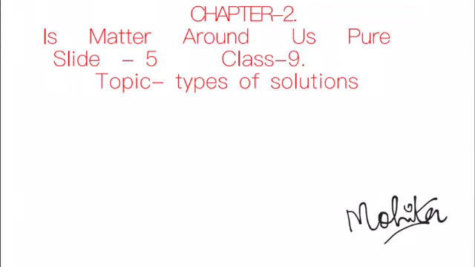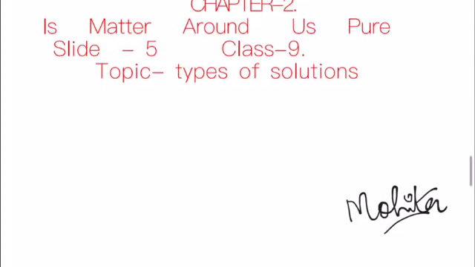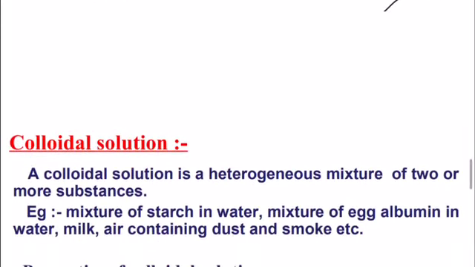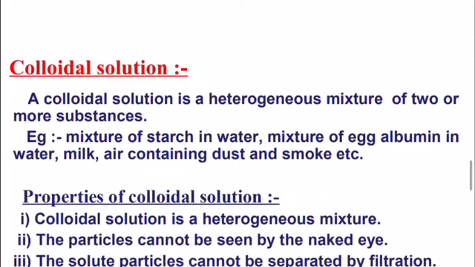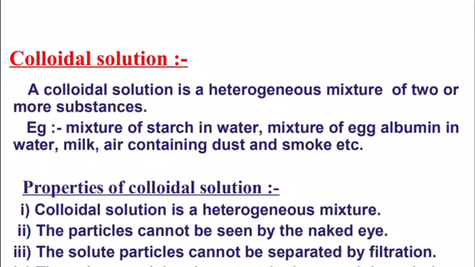Good morning, students. Today again we are going to start with the chapter Is Matter Around Us Pure? Now, I have told you earlier about the types of solution. Now, we are talking about the colloidal solution. A colloidal solution is a heterogeneous mixture of two or more substances. Examples: a mixture of starch in water, a mixture of egg albumin in water, milk, air containing dust and smoke, right?